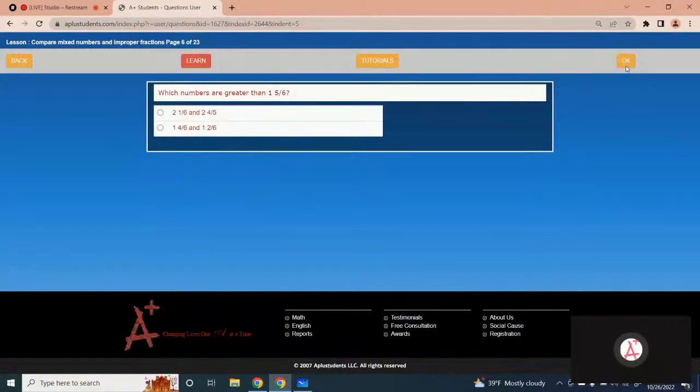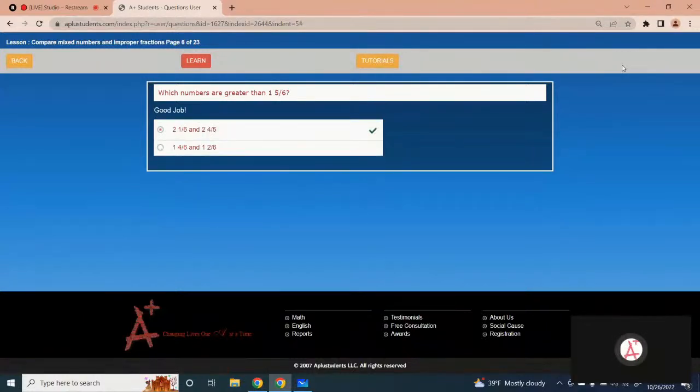Okay. Which numbers are greater than 1 whole 5 by 6? Yes, they have the same denominators. Good. Which numbers are greater than 1 whole 5 by 6? Yes, the first option, because the first option has the whole number 2 and 2 is greater than 1. So that would be the first option. Got it? Very good.